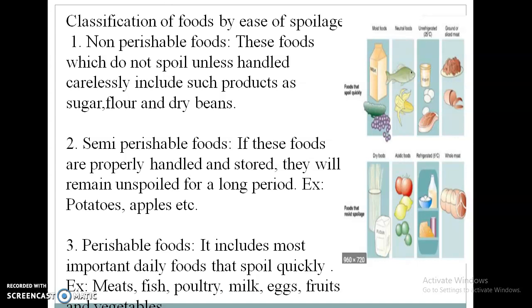Okay, because of wrong practices, if that food spoils, that type of food is called non-perishable food.